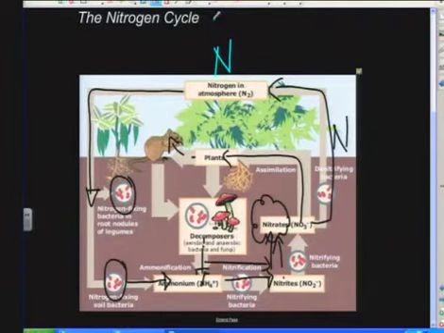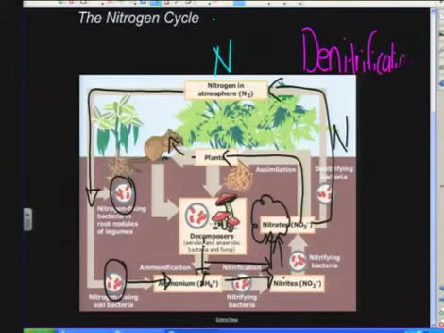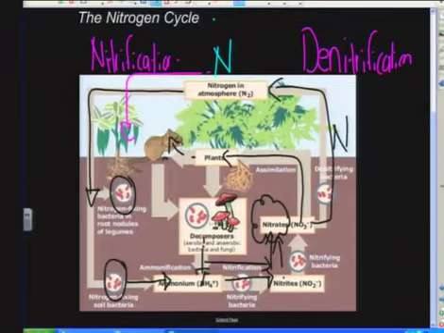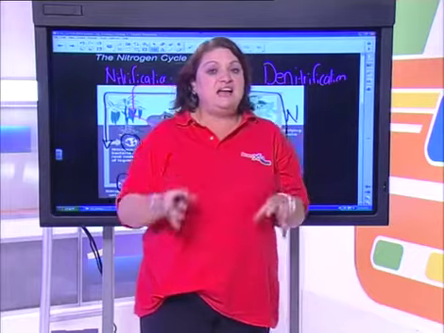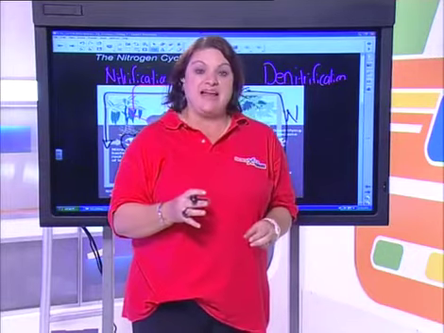I'm going to write, it's called denitrification, and let me put on this side, nitrification. So nitrification is when I take my nitrogen and I make it into nitrates so that all the organisms, plants, the producers and the consumers can use it. But I need to keep my balance. I need to get that nitrogen back into the atmosphere.